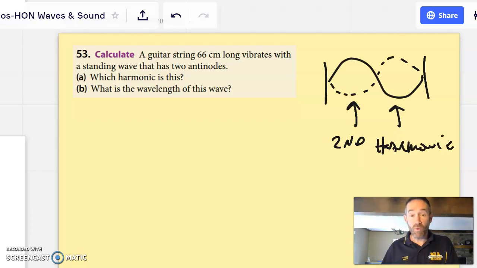They didn't ask this, but what overtone is this? Remember, overtones are higher frequencies that also give you resonance, and the second harmonic is the first time you get one of those higher frequencies. So this is the first overtone.